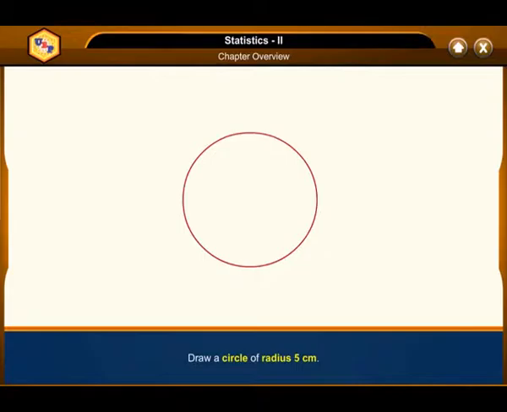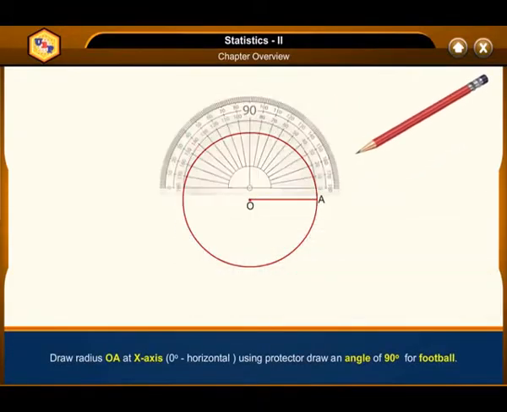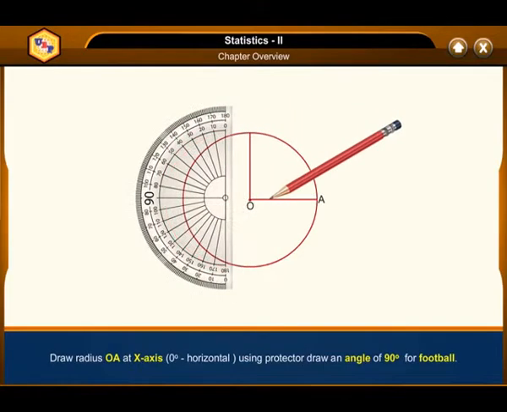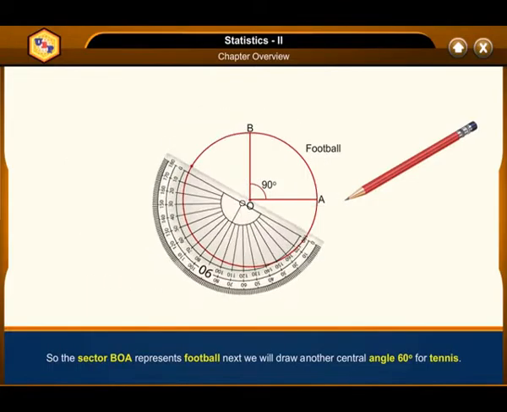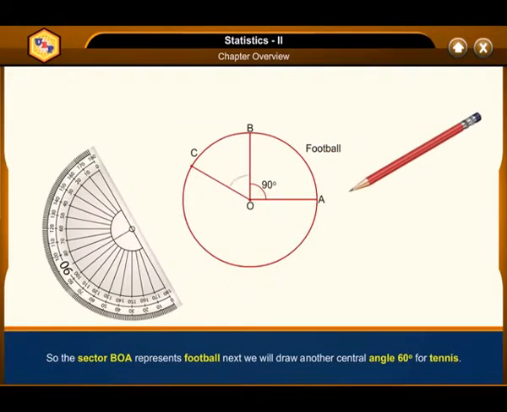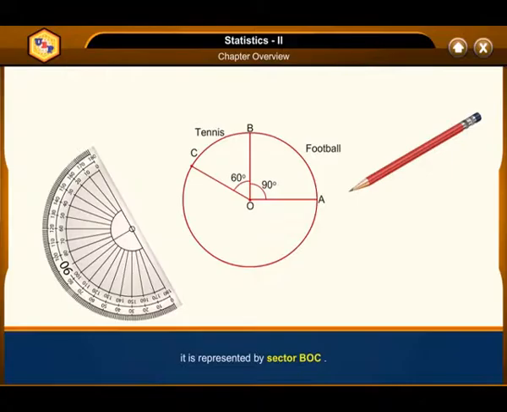Draw a circle of radius 5 cm. Draw radius OA along the x-axis, at 0 degrees, horizontal. Using a protractor, draw an angle of 90 degrees for football. So the sector BOA represents football. Next, we will draw another central angle of 60 degrees for tennis. It is represented by sector BOC.